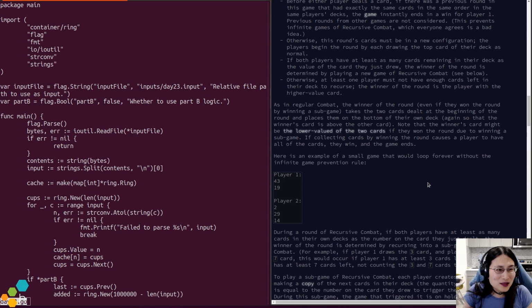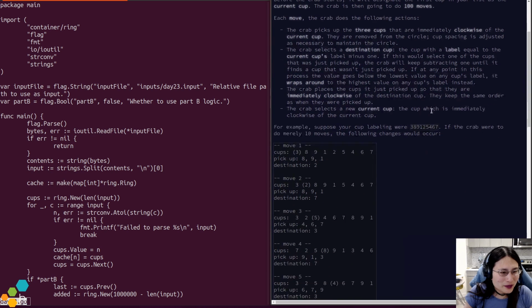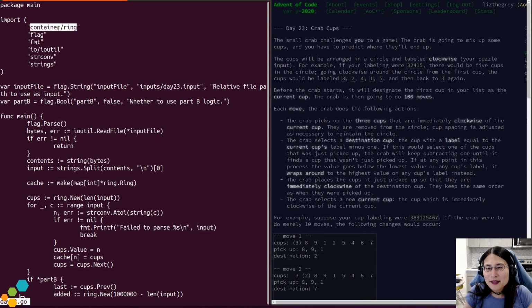Okay, day number 23. Another day that tripped people up a little bit. I happen to know about Container Ring and Go, so this was pretty straightforward. The reason I knew about Container Ring and Go is that there is a previous puzzle, set of puzzles in a previous year involving, I believe, what was called knot hash, that involved knotting a loop. And the knot hash was basically very, very similar to this, where you were expected to slice elements out of a ring and then to resplice them back in.